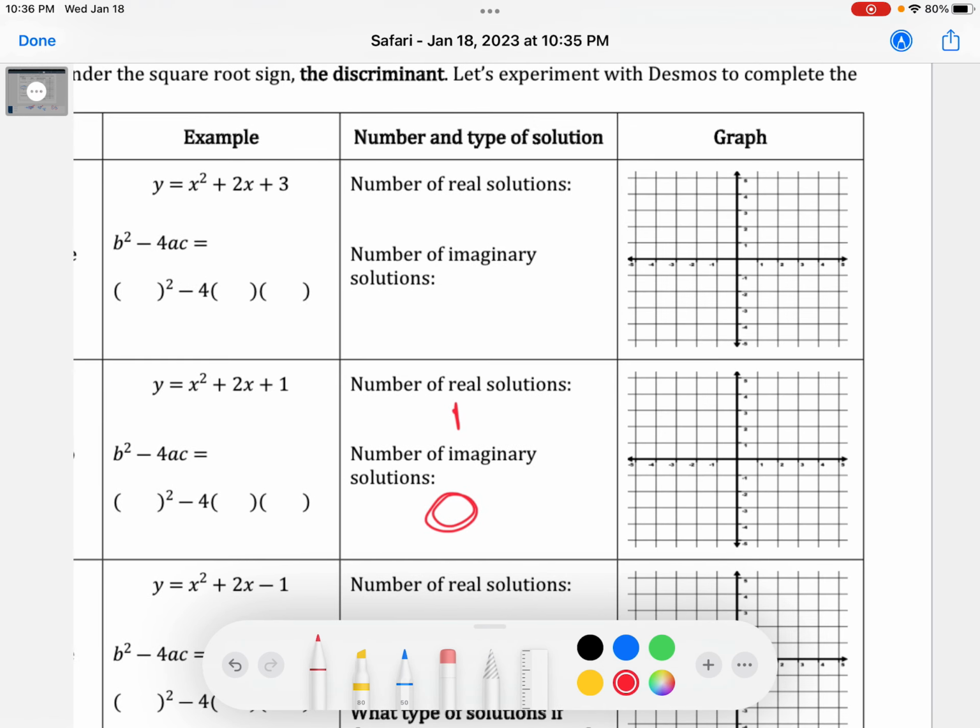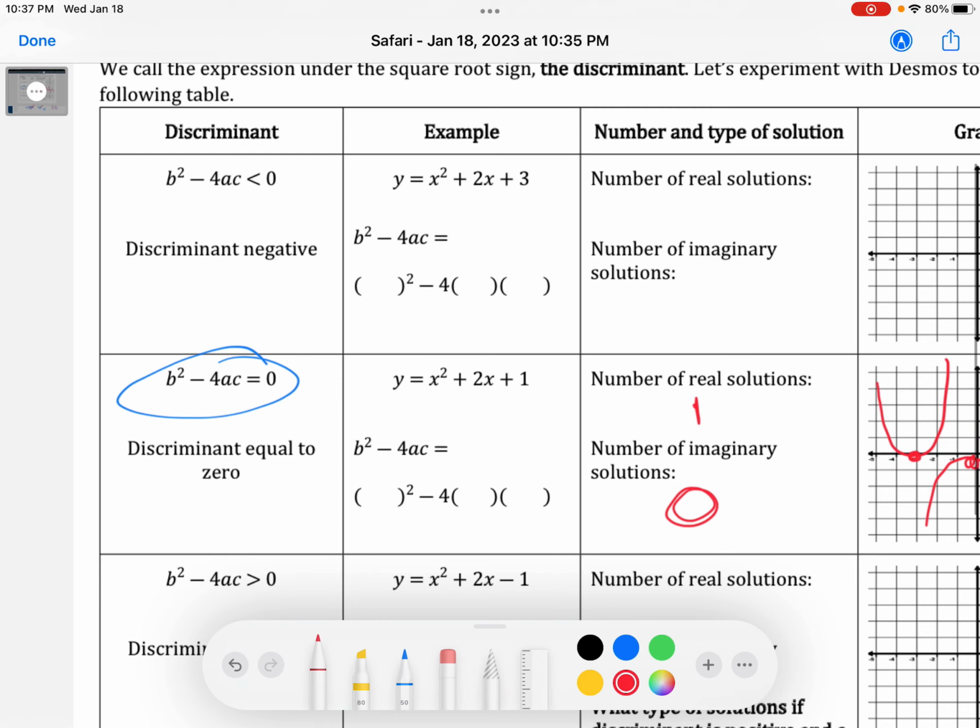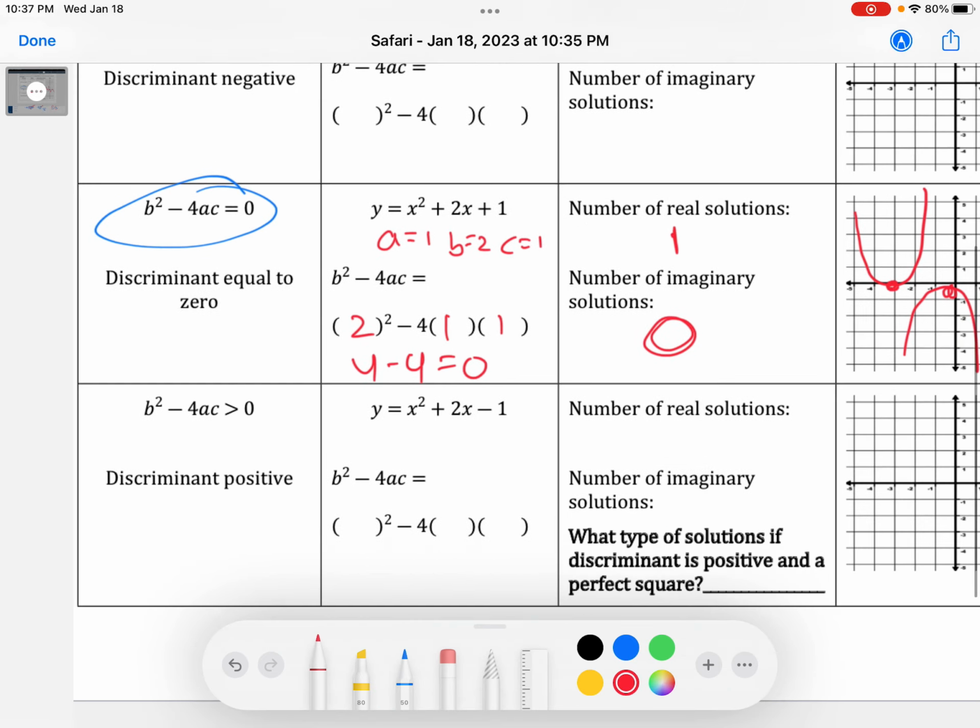And what does it look like to have one real solution? Well, that means it touches the x-axis at exactly 1 point, like that. So it looks like either of those cases. It touches it at exactly 1 point. Okay, doing a concrete example here. A is 1, B is 2, C is 1. So 2 squared minus 4 times 1 times 1, 4 minus 4 equals 0. So in that case, only one real solution because the discriminant's 0.